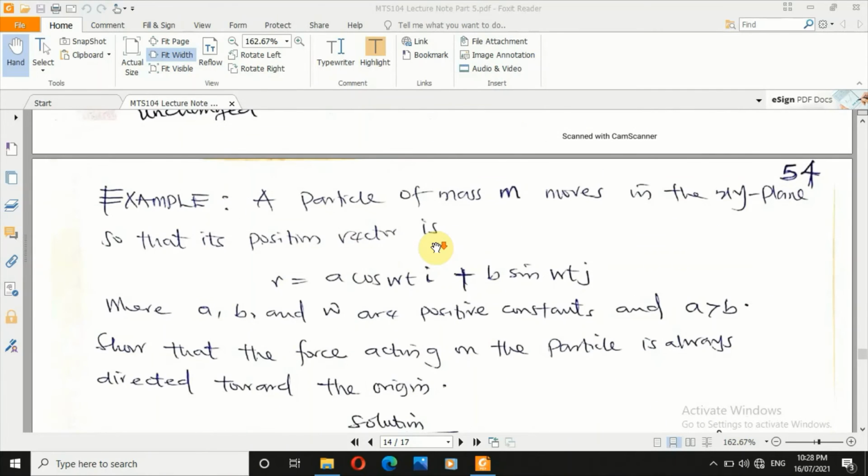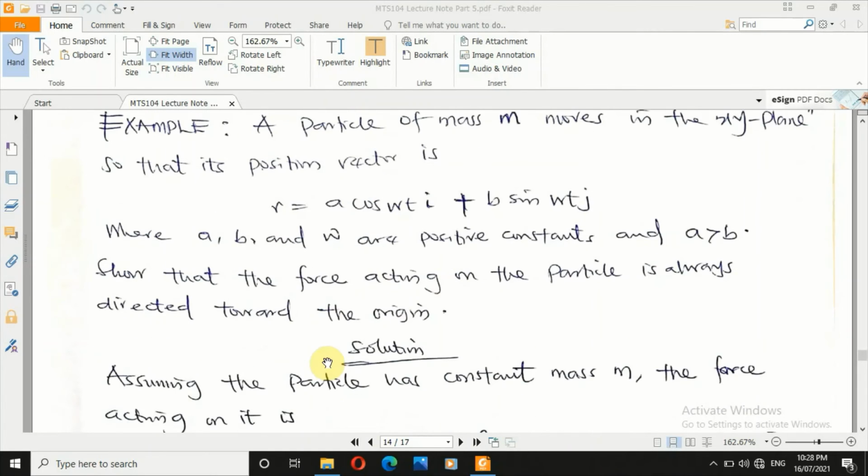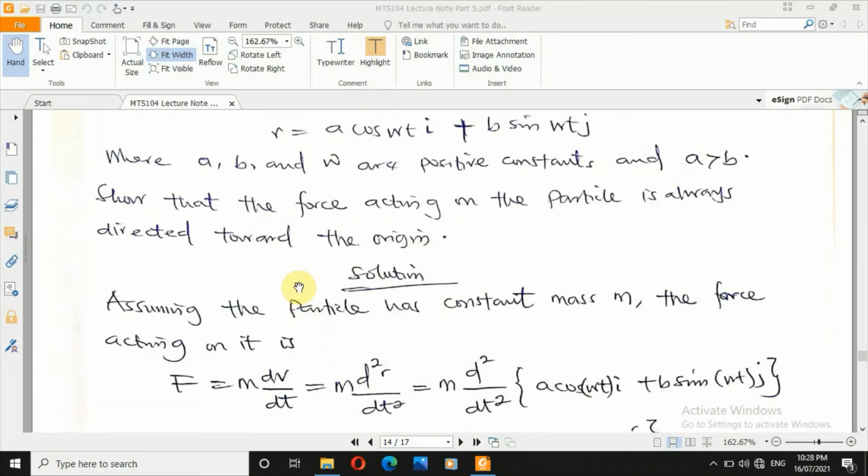But let's consider this example. We have a particle of mass m that moves in the xy plane so that its position vector is this, where a, b, omega are positive constants. Show that the force acting on the particle is always directed towards the origin. So how do we solve this now?